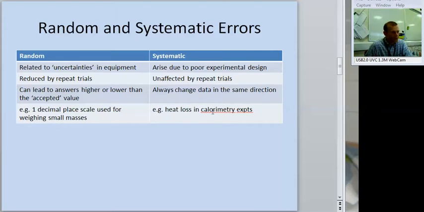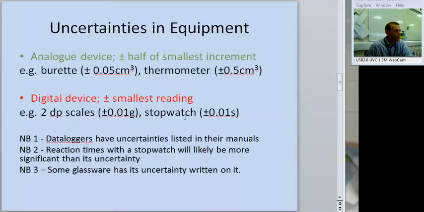An example would be a calorimeter experiment that you've maybe designed where there's heat loss coming out the top of the calorimeter. You're always going to get heat loss. It's always going to change your results in the same direction. So if we're reading something that's got an analog scale on it, that you actually read yourself, then the uncertainty that we quote for that piece of equipment, and we should quote it when we write our equipment lists, whenever we write up tables of data, should be in the header row. It's half of the smallest increment. So if you're reading a thermometer that's marked off in degrees Celsius intervals, then the uncertainty would be half of that, so 0.5.